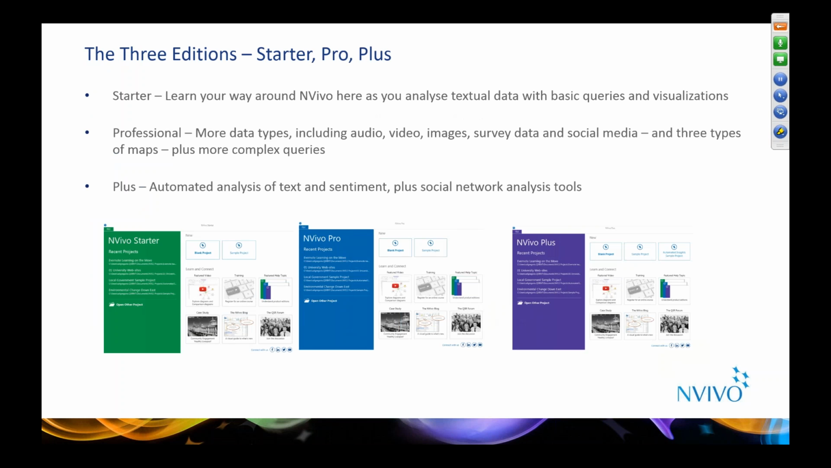The Professional level gives you the full range of data types that you can have in NVivo: the audio, the video, the images, survey data, social media, and now, with the new update that just came in this week, you can also analyze your emails by just dragging them from Outlook into NVivo. The Professional version is basically the version you'd upgrade to if you've been working with NVivo 10. It has the same range of data that you can work with. In addition, it has 3 types of maps and also allows you to do more complex queries.